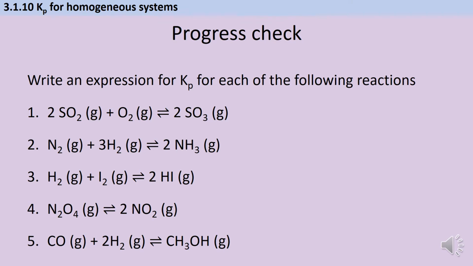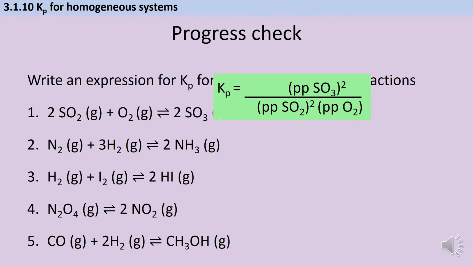So with a little bit of luck, for the first question you've got something that looks like this. We've got the sulfur trioxide on the top of the fraction and sulfur dioxide and oxygen on the bottom of the fraction, and both the sulfur trioxide and the sulfur dioxide are squared because there are 2 moles of each of those in the equation.